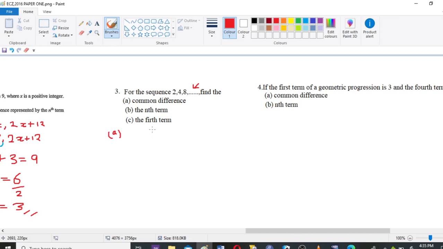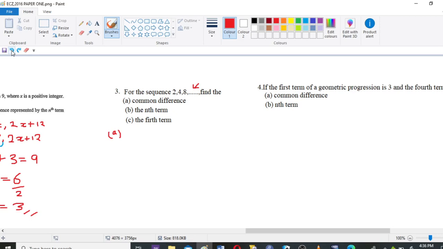If we say 4 minus 2, the second term minus the first term, we are going to have 2, right? Now 8 minus 4, we are going to have 4. It means the common difference is not matching up. It's not adding up. So what are we going to do? We need to try geometric progression, because arithmetic progression is not satisfying the condition.